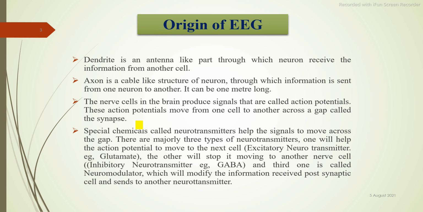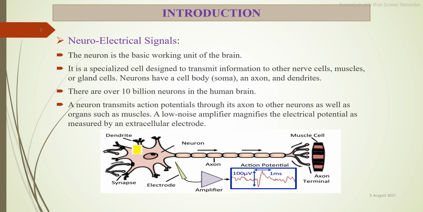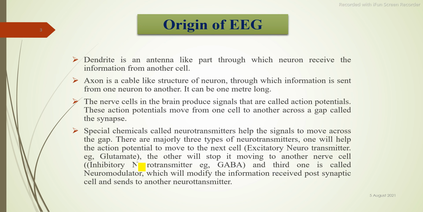Now these action potentials move from one cell to another cell through a gap called a synapse. Here you can see this particular dendrite will have an opening at this end of the part. This opening we can also call a gap, and that gap is called a synapse. Through this gap, the information, called an action potential signal, is passed from one cell to another cell.